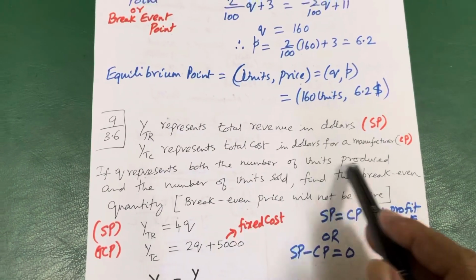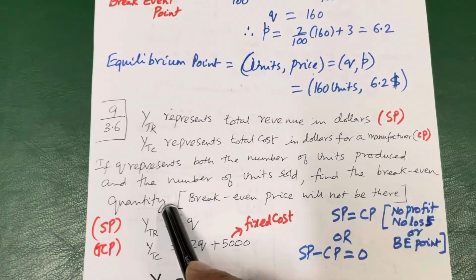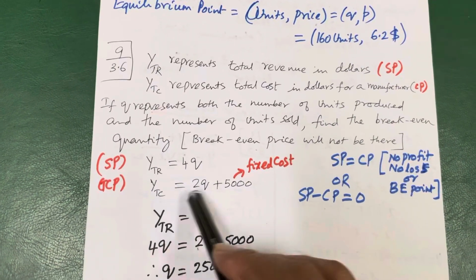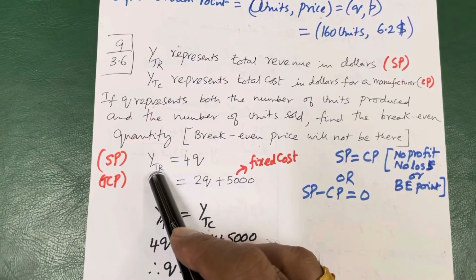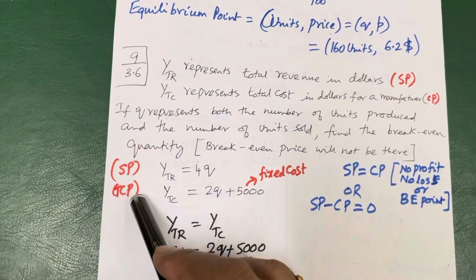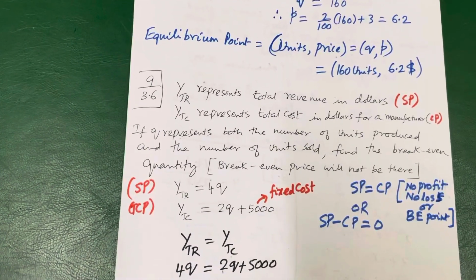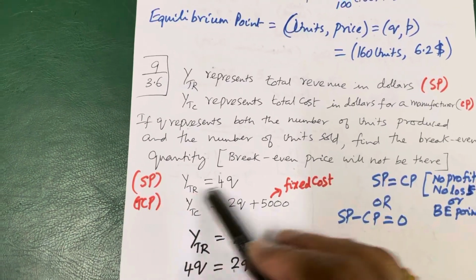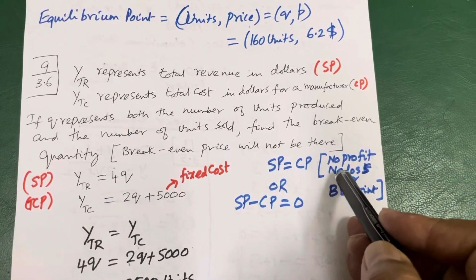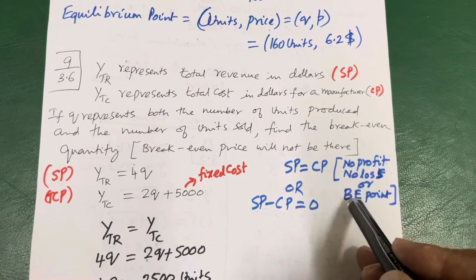If Q represents the number of units produced and the number of units sold, find the break-even quantity. Once again see this, TR is given, TC is given. When you see TR means total revenue means selling price, total cost means cost price. Selling price minus cost price will give you profit. If they are equal, you say break-even point. Selling price is equal to cost price, or selling price minus cost price is equal to 0. No profit, no loss. When it happens, it is called break-even point.